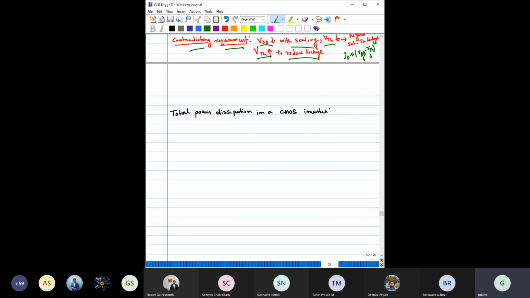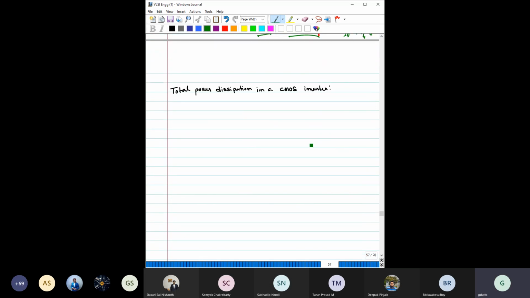Okay, thank you. Then what would be the total power dissipation? That is quite easy, right? So P total would be this P dynamic power dissipation, then P direct path power dissipation, then P static power dissipation. This is the static, this is direct path, and this is dynamic, right?